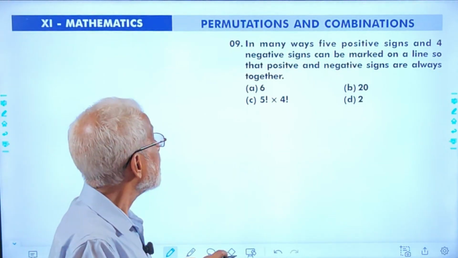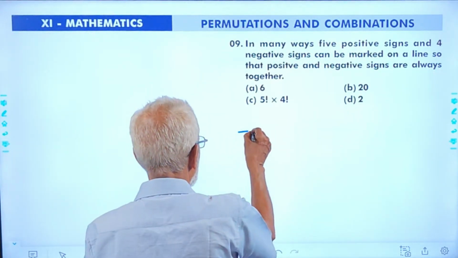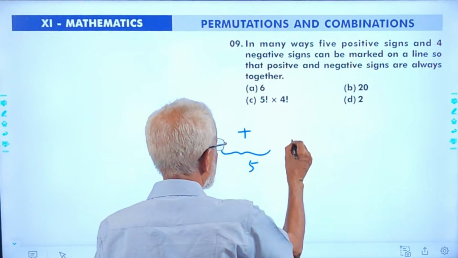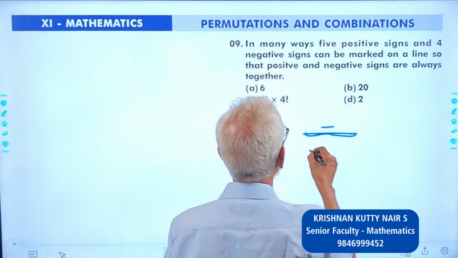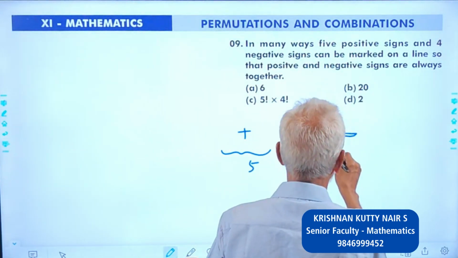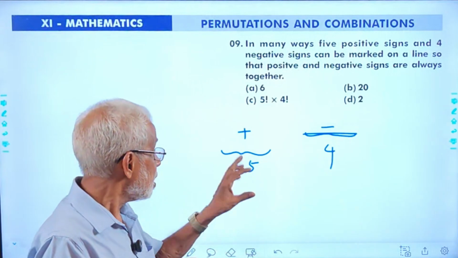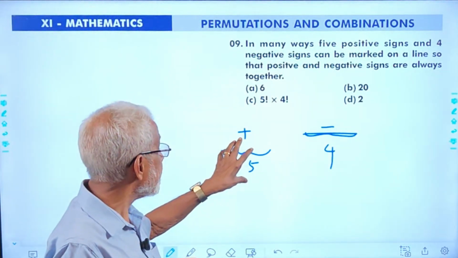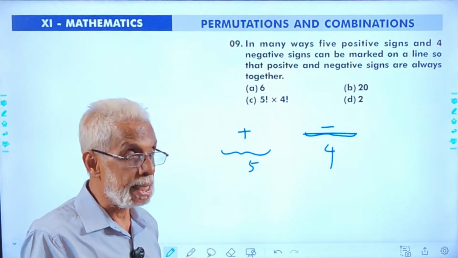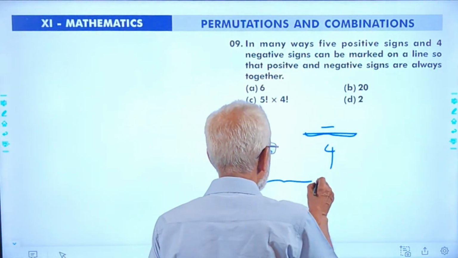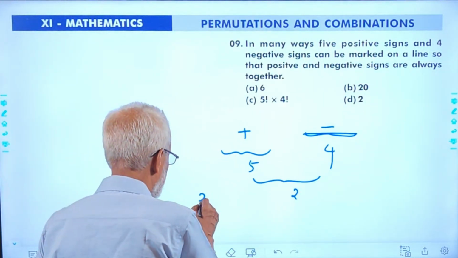C choice. In how many ways 5 positive signs and 4 negative signs? Number of positive signs 5. Number of negative signs 4. Positive signs and negative signs are identical. Therefore, we can take positive signs as a single entity and negative signs as a single entity. Then we have in effect 2 things to arrange. That can be done in 2 factorial.